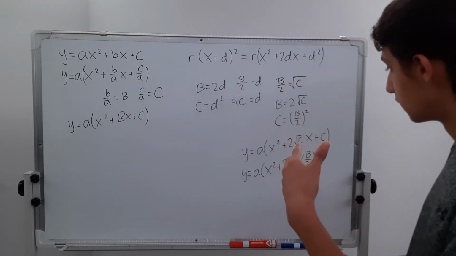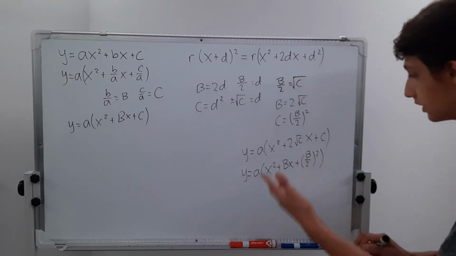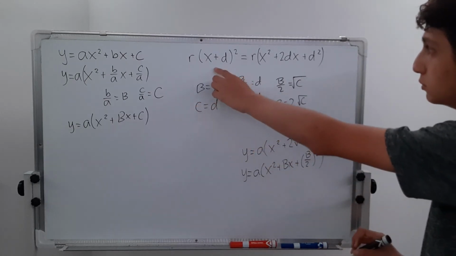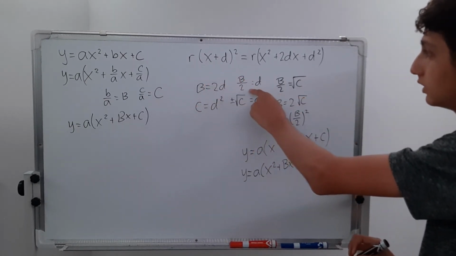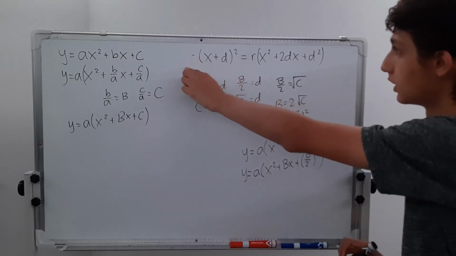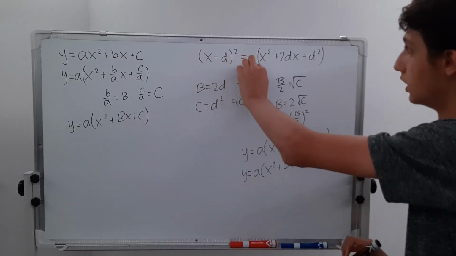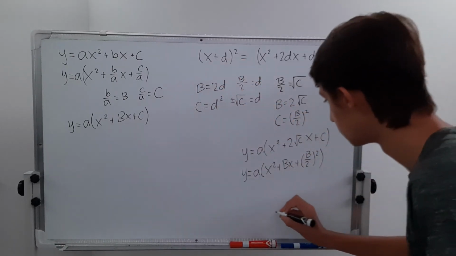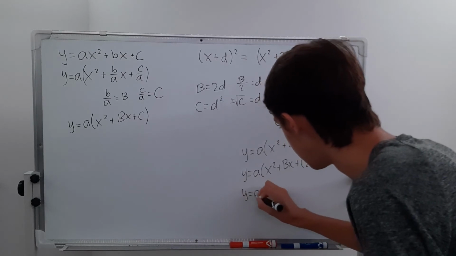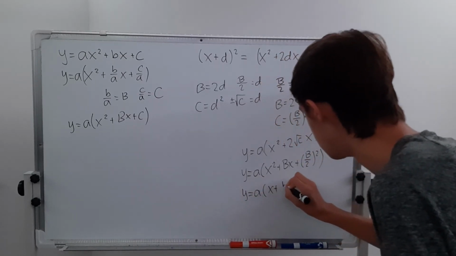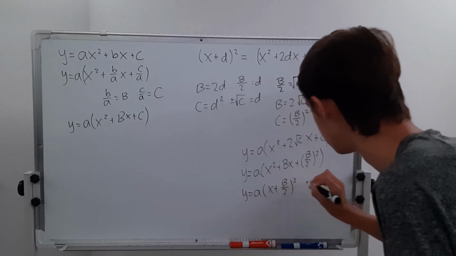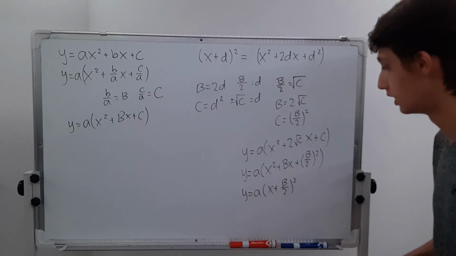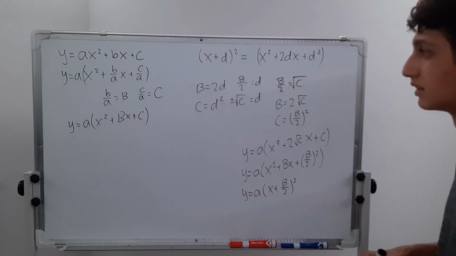Now, which perfect square? Well, it's actually pretty simple because you can make the substitution back into here. Remember that d is equal to b over 2, so this is simply x plus b over 2, squared. So y equals a times x plus b over 2 squared. And that is your form. That's it. I mean, that's it.